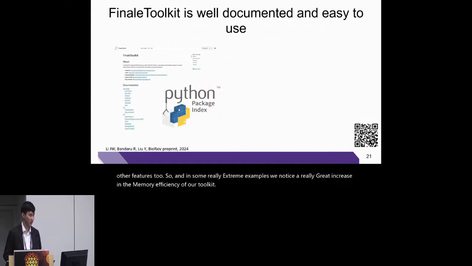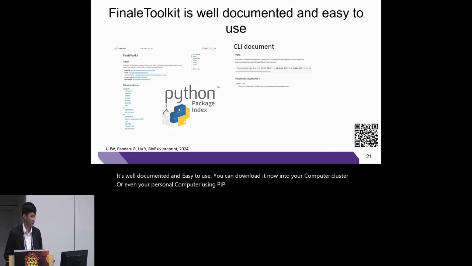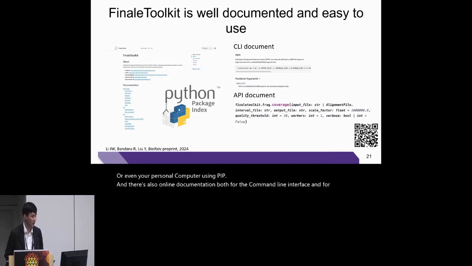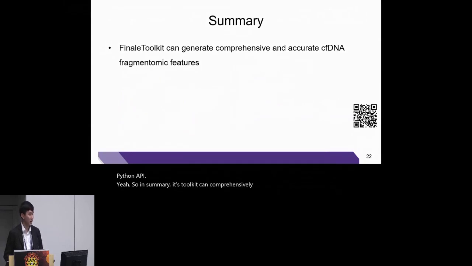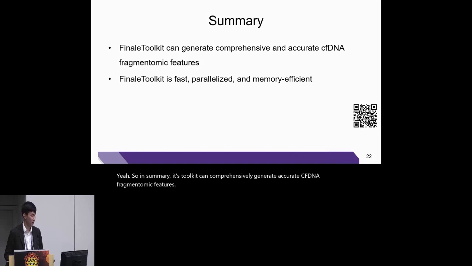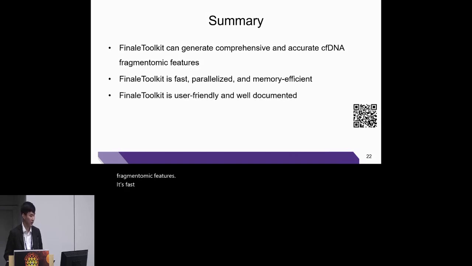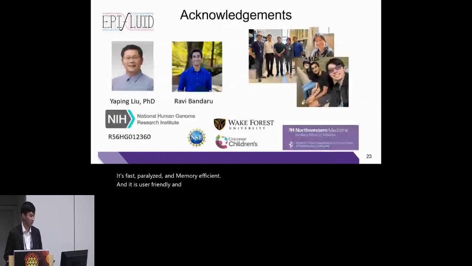It's well documented and easy to use. You can download it now into your computing cluster or even your personal computer using pip. And there's also online documentation, both for the command line interface and for the Python API. So in summary, FinaleToolkit can comprehensively generate accurate cfDNA fragmentomic features. It's fast, parallelized, and memory efficient, and it is user-friendly and well documented. I'm open for questions.